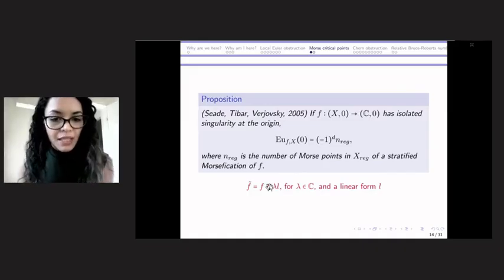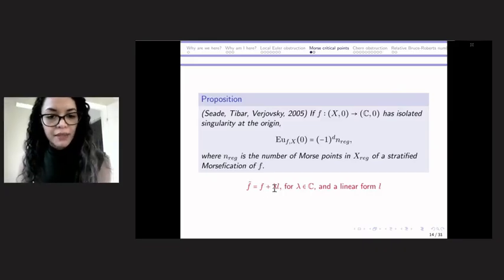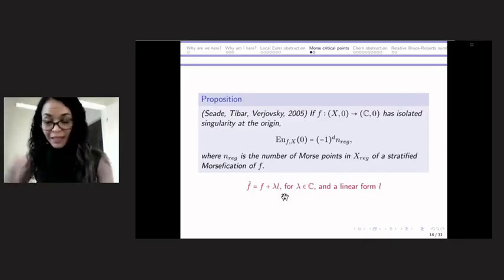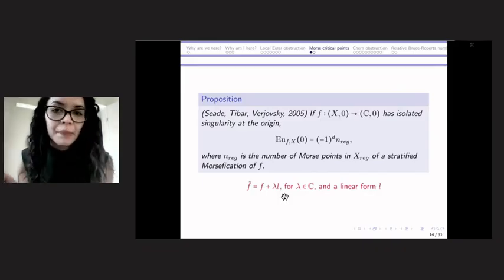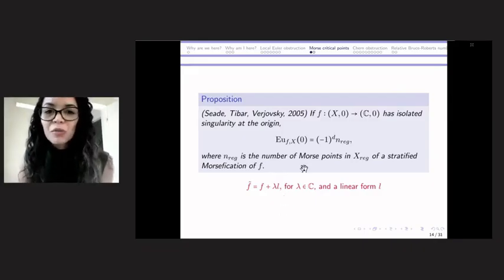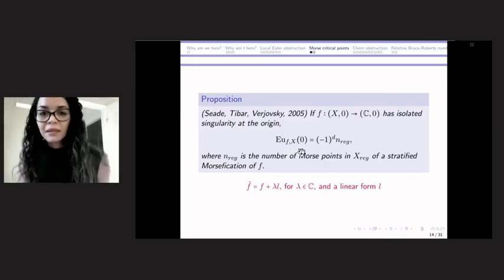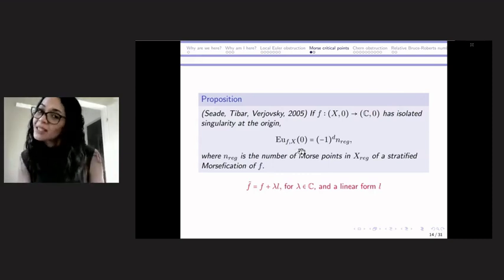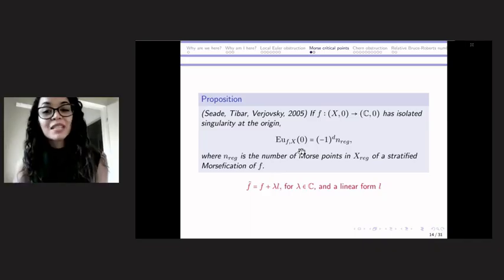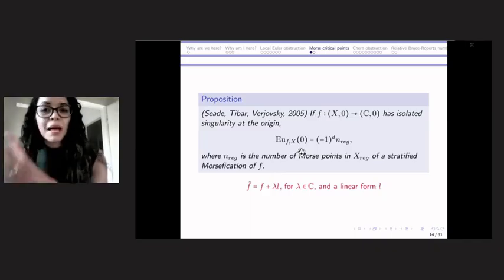And a way to do this is like this. You sum your initial f with a generic linear form. So you produce these finitely many singularities that can appear in all strata. But the thing is that the Euler obstruction of a function counts only the ones that appear in the regular part. So the other strata might have these singularities also, but the Euler obstruction of a function counts what happens in the regular part.